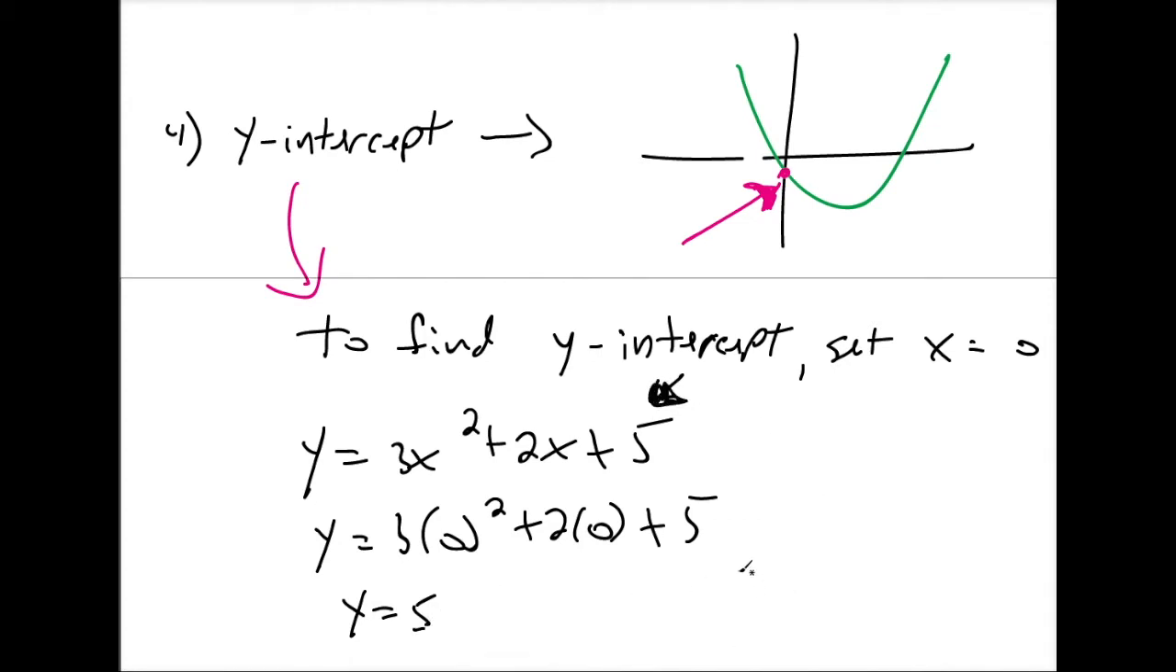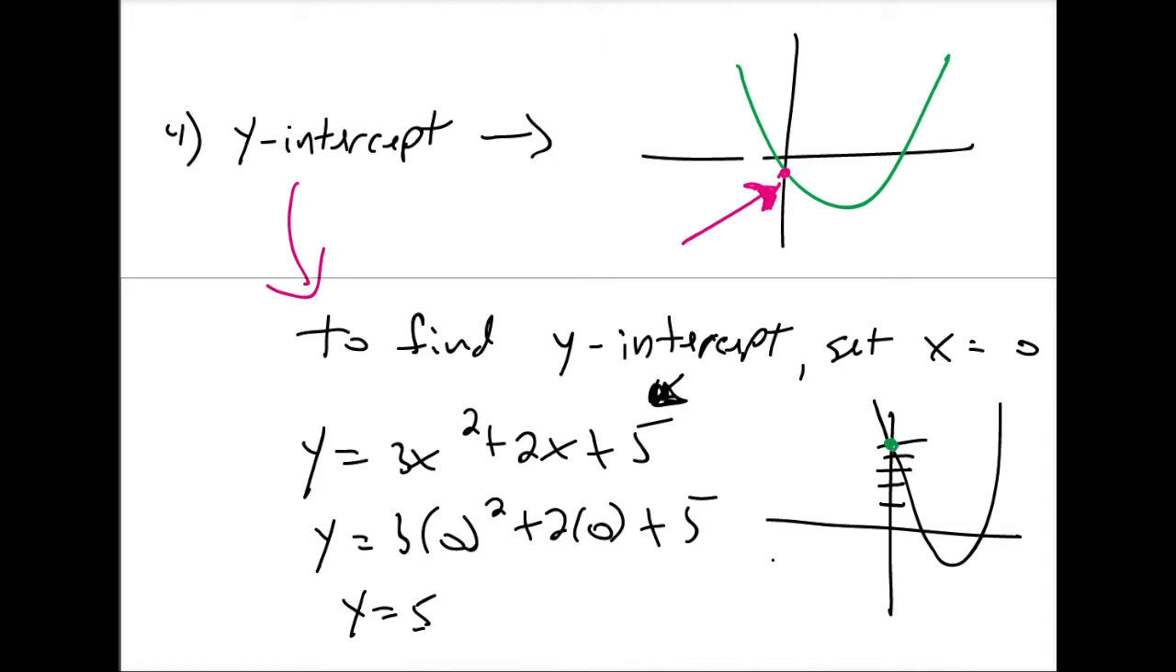So that means that, I don't know how my graph looks so far, but at least I know this. 1, 2, 3, 4, 5. It's going to cross the y-axis at y equals 5. Does that make sense?